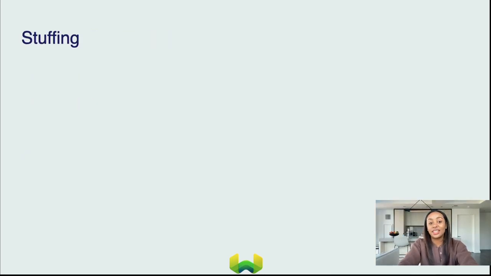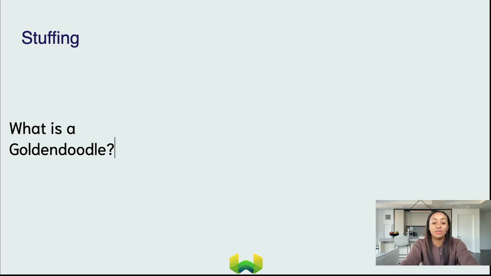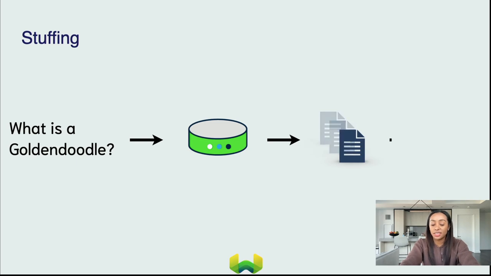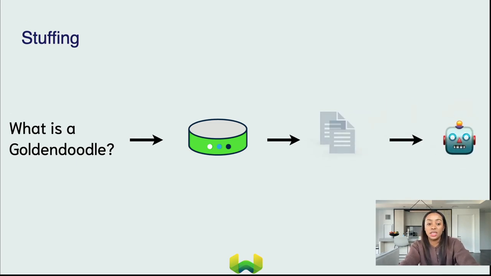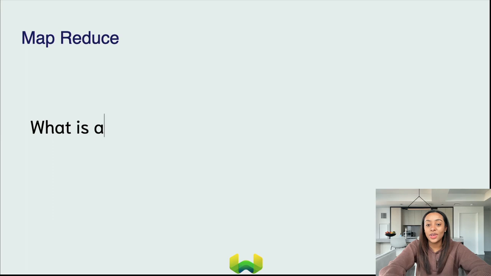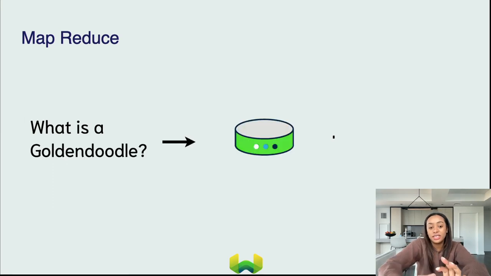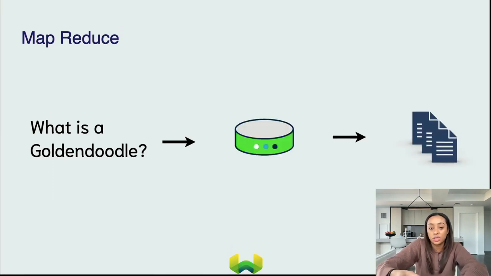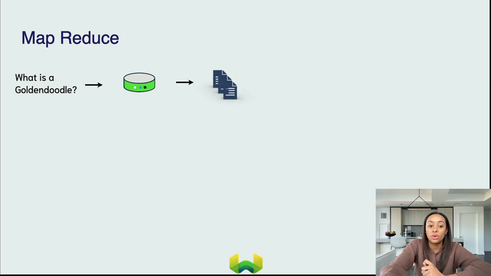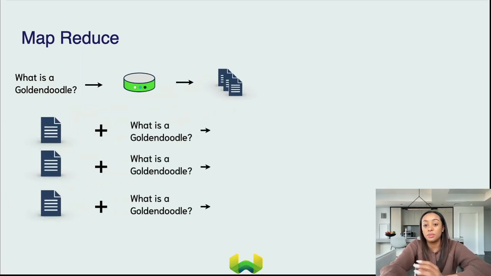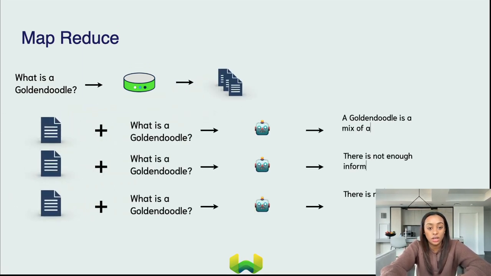Okay, the first technique is stuffing, and this is the simplest method where you stuff all of the related data into the prompt as context, and then you pass it to the language model. Next, we have map reduce. What this does is it involves an initial prompt, so what is a golden doodle, and it is used on each chunk of data. So we're going to the vector database, we're grabbing the relevant documents, and now we're going to add in our initial prompt.